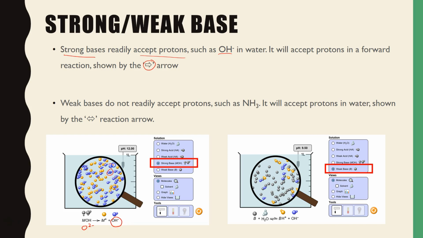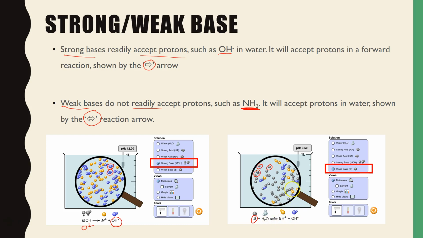Most of the species are hydroxide ions, which means it is a base. Conversely, weak acids don't really donate protons, such as nitric acid here, shown by a forward reaction arrow and a back reaction arrow. Here's our base. It's our major species in solution.